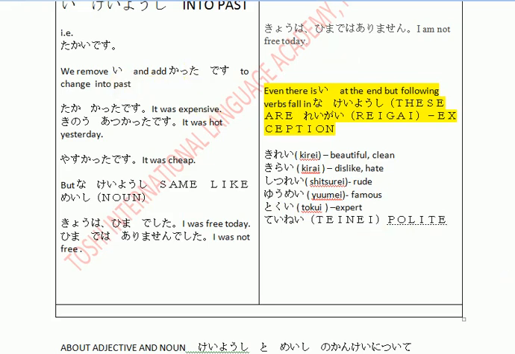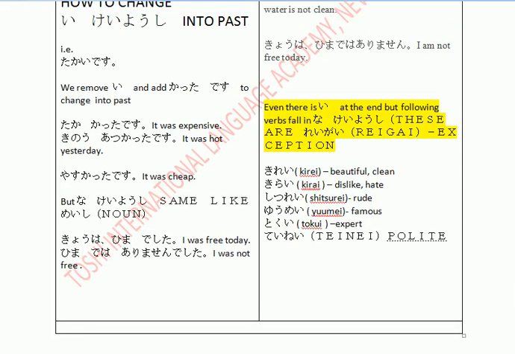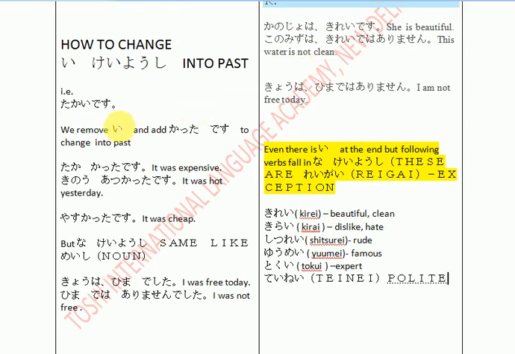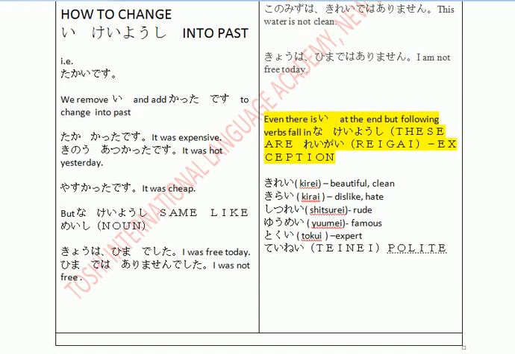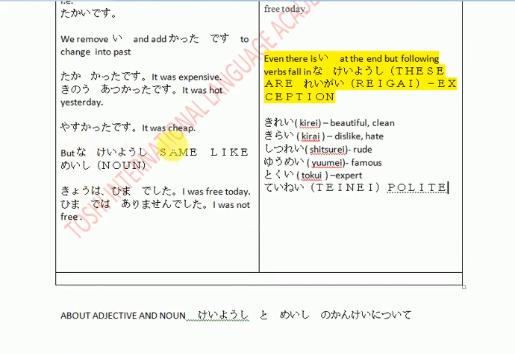Now how to make い adjective into past? Here in the left side I have written in the box, so you can see 高いです。So we just have to remove the い and add かったです。So it becomes 高かったです。高い, I made a gap to understand, so remove い and add かったです。高かったです, it was expensive. 暑かったです。So 暑いです is hot, it's hot, but here past, so remove い: 暑かったです。It was hot yesterday. 安かったです。It was cheap.